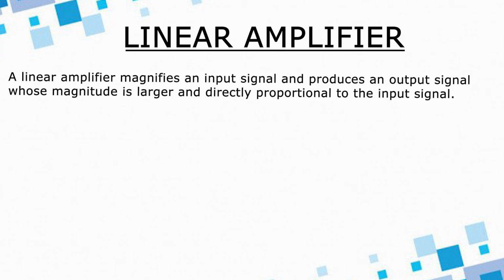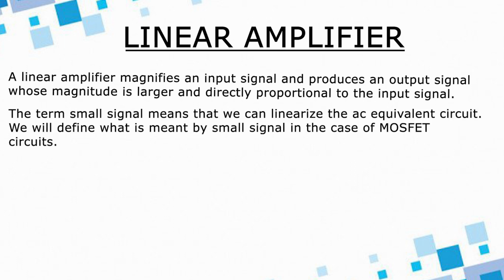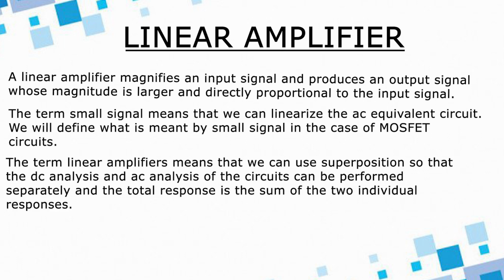Let's move ahead to the linear amplifiers. A linear amplifier magnifies an input signal and produces an output signal whose magnitude is larger and directly proportional to the input signal. The term small signal means that we can linearize the AC equivalent circuits. We will define what is meant by small signal in the case of a MOSFET circuit. The term linear amplifier means that we can use superposition, so that the DC analysis and AC analysis of the circuit can be performed separately, and the total response is the sum of the two individual responses.